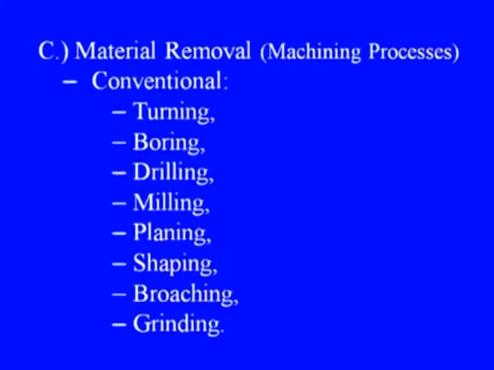Next category is material removal, which are also called machining processes. In these, there are 2 broad categories termed as conventional and non-conventional. In the conventional category, the processes include turning, boring, drilling, milling, planing, shaping, broaching, grinding, etc.